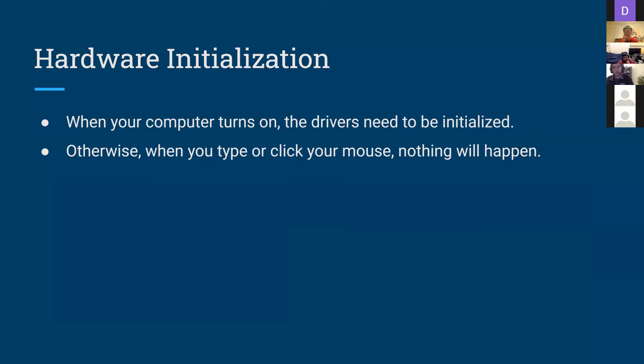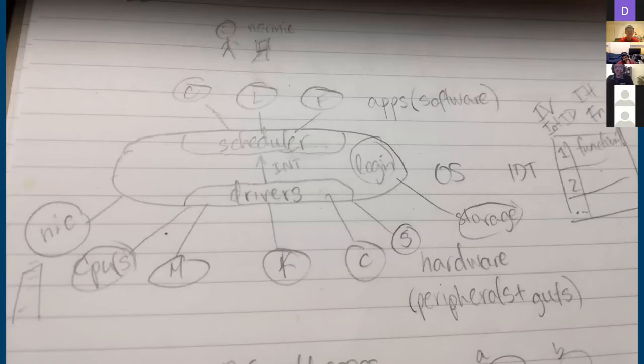Wait, I'm confused. What slide do you think I'm on right now? I mean, I can see the PowerPoint, so it's kind of cheating. Okay. I'm on the diagram now. Do you see the diagram? I see hardware initialization. I think your computer's behind. I'm on the diagram.